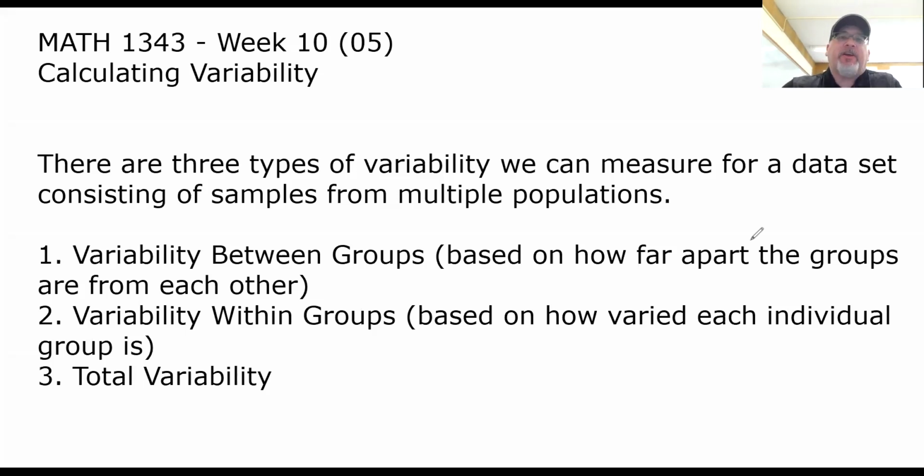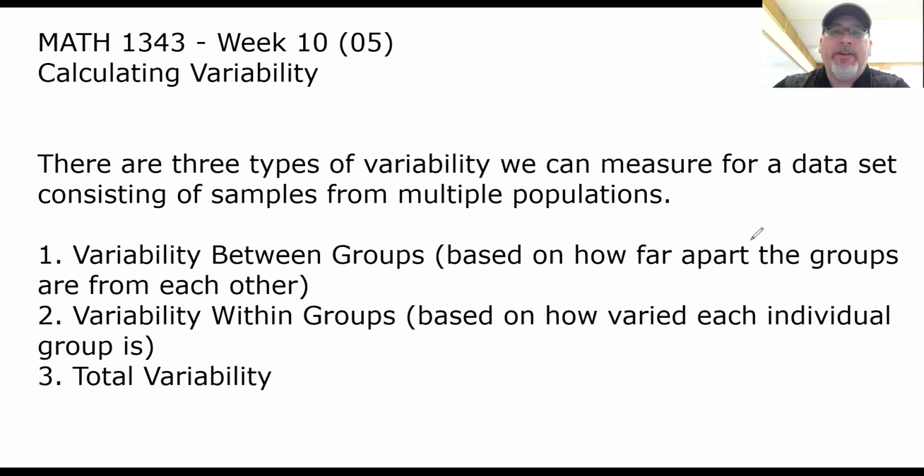So when we were looking at the illustrations of the samples from different data sets and saying, well, this provides stronger evidence that the population means are different because there's less overlap, and then we blamed it on variability between groups or variability within groups. Well, that's nice and all, but we need these things to be numerical, measurable, quantifiable, if you will. And so in this video, we're going to talk about how to calculate all these different variabilities.